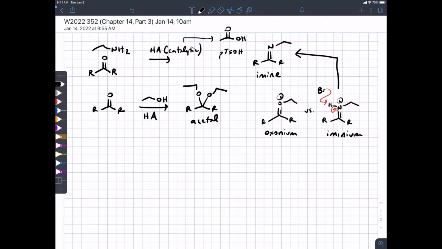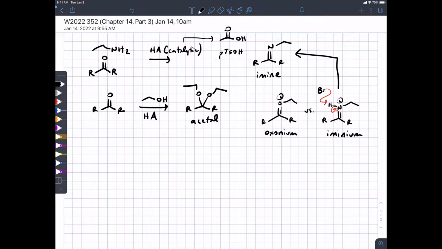Yeah? I just want to make sure I'm understanding. So with the oxonium, the only way to get it to a neutral oxygen is to attack it. And with the iminium, we can just deprotonate. Exactly. So for the oxonium, the only way to get to a neutral oxygen is to have another molecule of alcohol attack, whereas for this iminium, we can simply remove a proton.